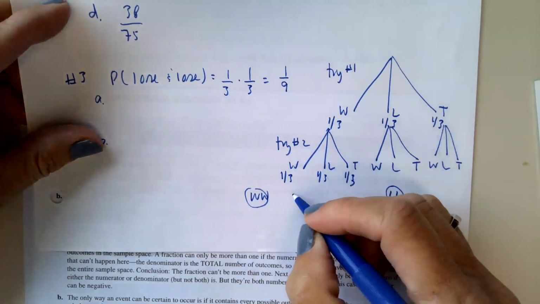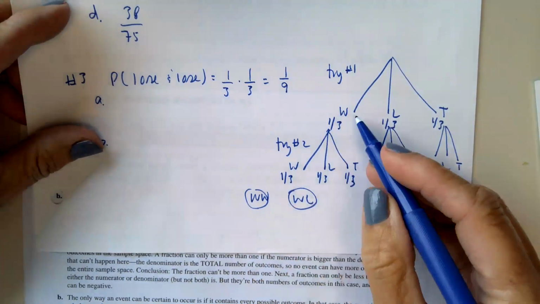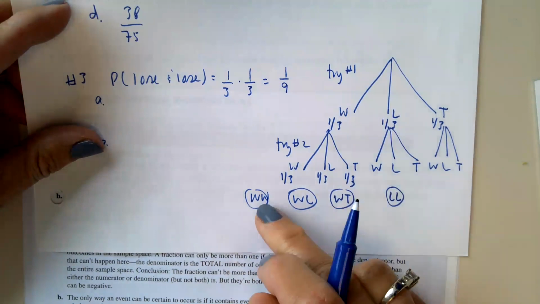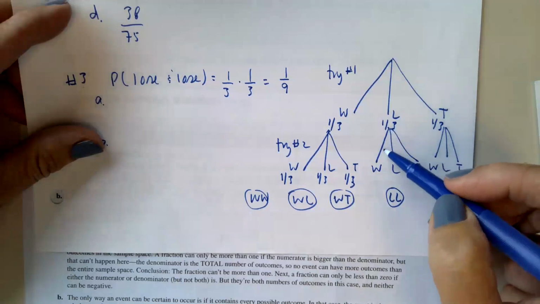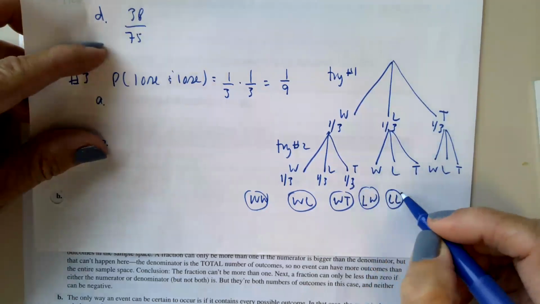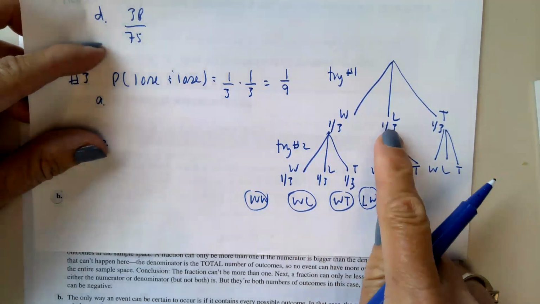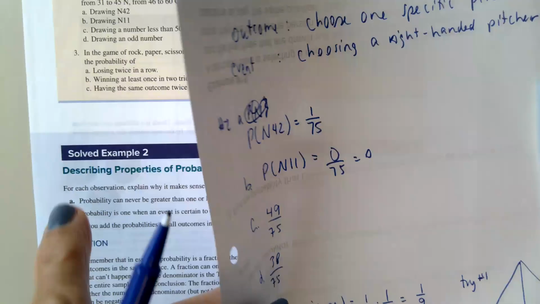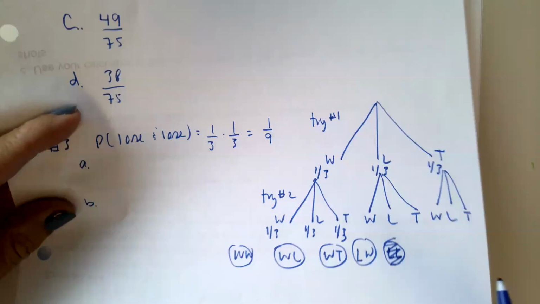And then here I won on the first one and lost on the second. And then here I won on the first one, but tied on the second. But those all count because I won at least once. And then if I lost on the first one, I could win on the second. So that would be a loss and a win. And this no longer counts for part B. And here was a loss and a tie, and that doesn't count. Because B is at least a win, at least one win in 2 tries.